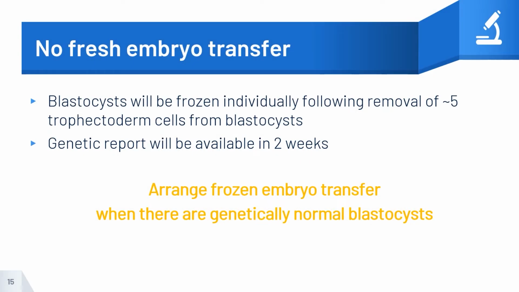Blastocysts will be frozen individually following the removal of around 5 trophectoderm cells from the blastocyst. The genetic report will be available after 2 weeks, and then subsequently will arrange frozen embryo transfer when there are genetically normal blastocysts.